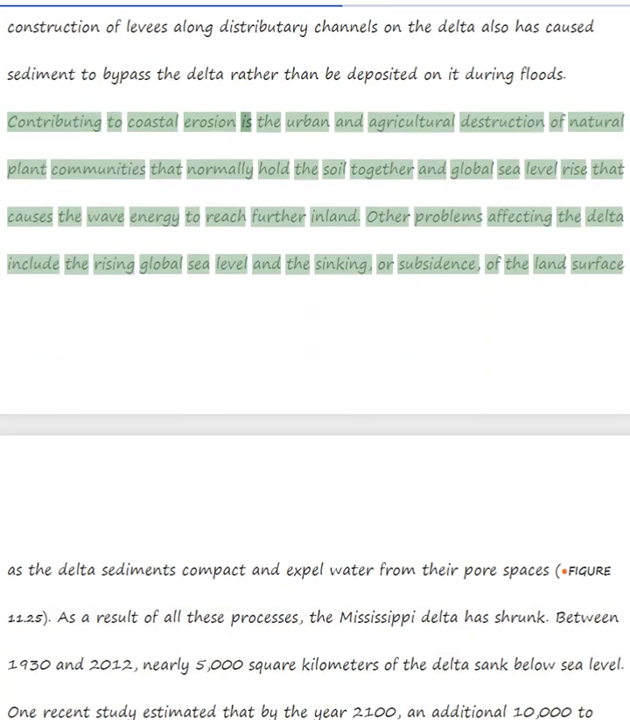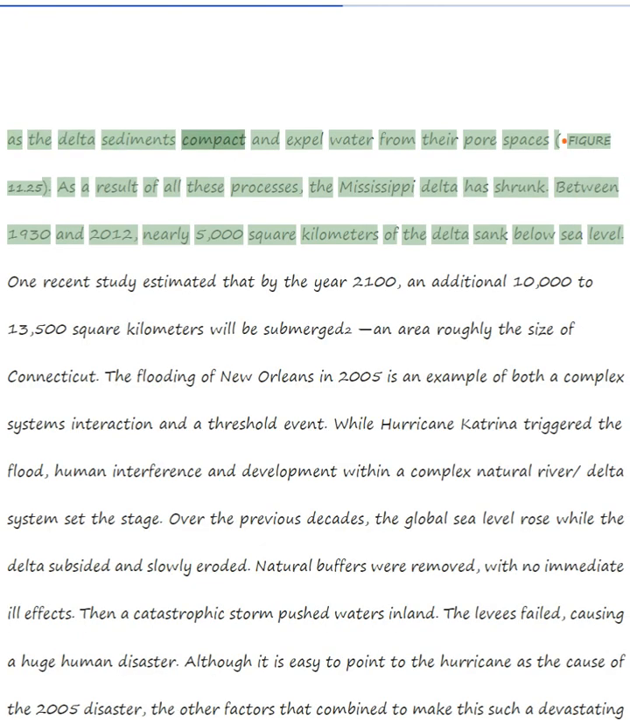Contributing to coastal erosion is the urban and agricultural destruction of natural plant communities that normally hold the soil together, and global sea level rise that causes the wave energy to reach further inland. Other problems affecting the delta include the rising global sea level and the sinking, or subsidence, of the land surface, as the delta sediments compact and expel water from their pore spaces. As a result of all these processes, the Mississippi Delta has shrunk.